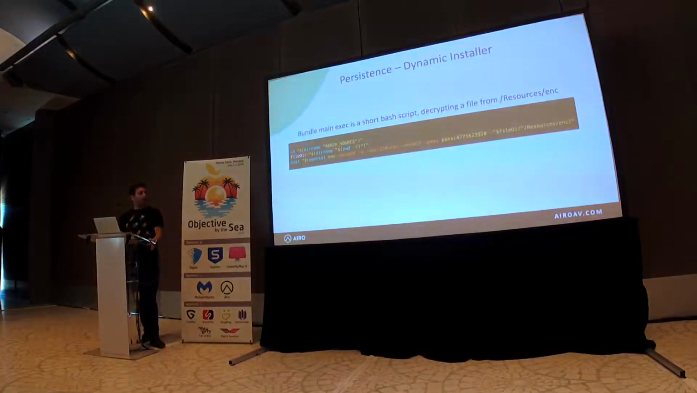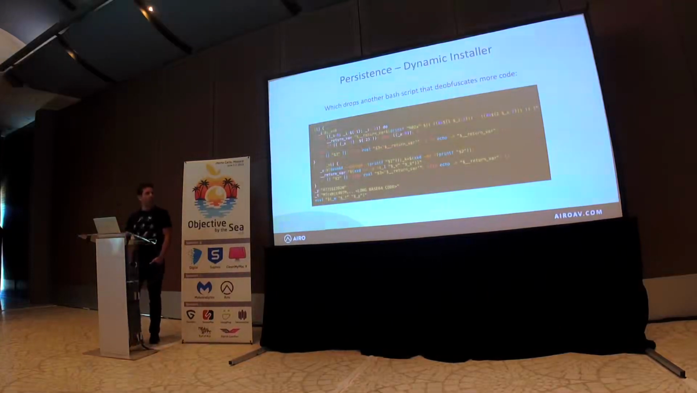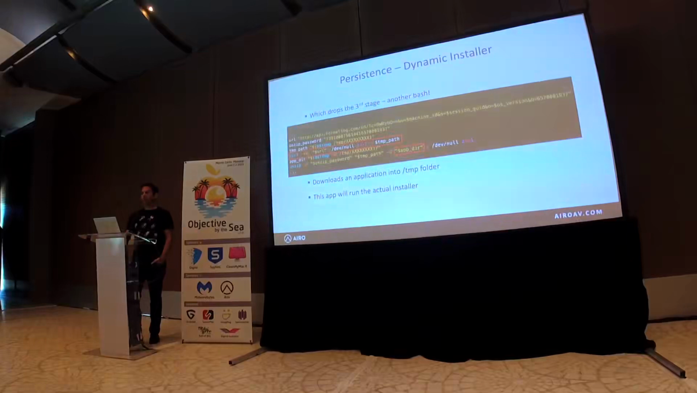This malware is called Shlayer. The main executable of the bundle is just a simple bash script, which all it does is decrypt a file from the resource folder. This file gets decrypted into another bash script. This has some base64 that gets deobfuscated in memory, which deobfuscates into a third bash script. And this bash script does the actual download using curl. When you download stuff, curl doesn't put the quarantine attribute flag on whatever it downloads. And it's using the password.